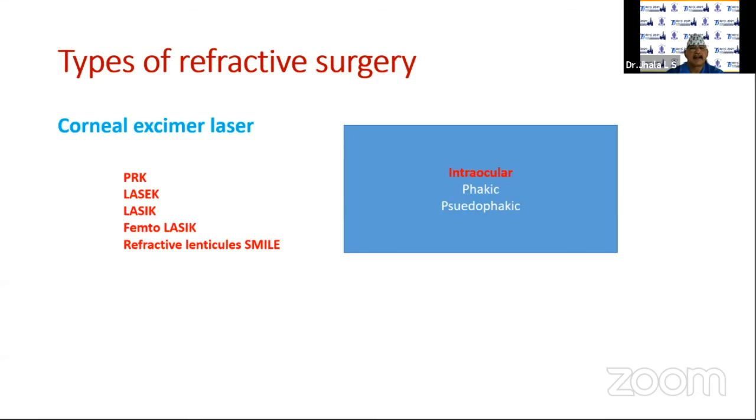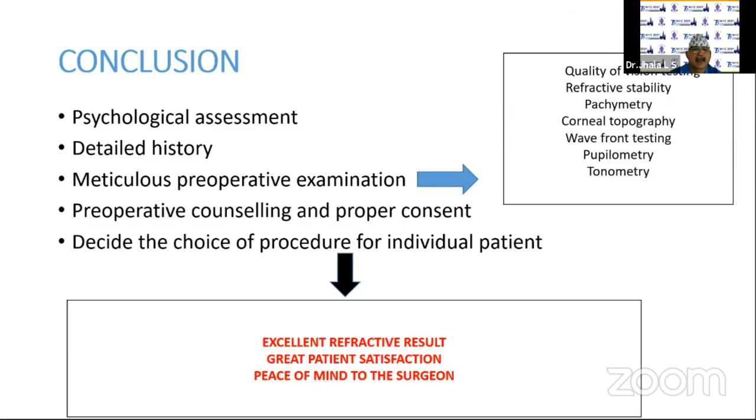So the types of refractive surgery performed today can be cornea-based, lens-based, or intraocular. In cornea-based, we have PRK, LASIK, femto LASIK, and refractive lenticule extraction, SMILE. Intraocular, we have phakic and pseudophakic surgeries.